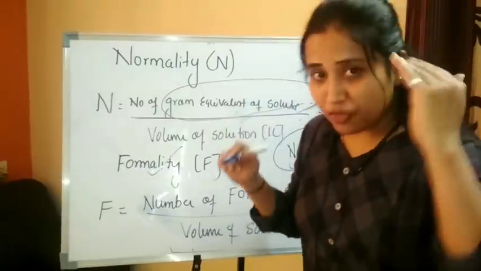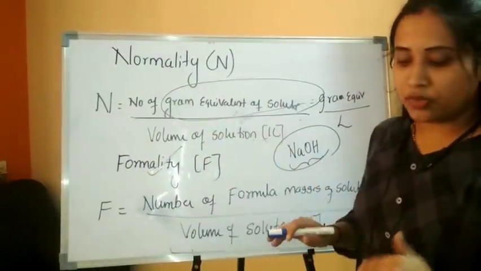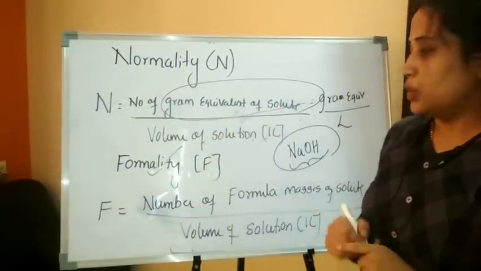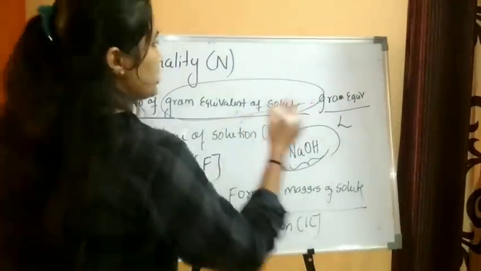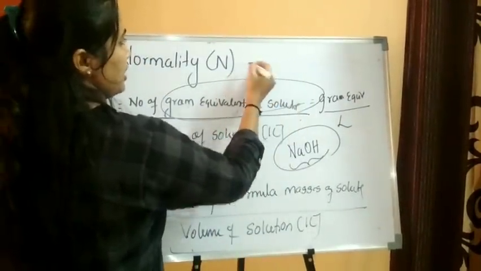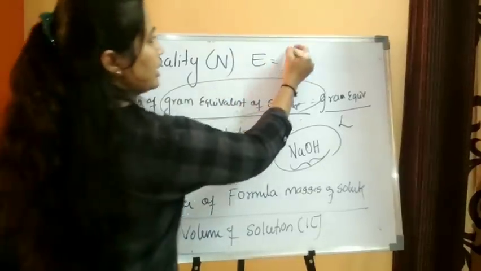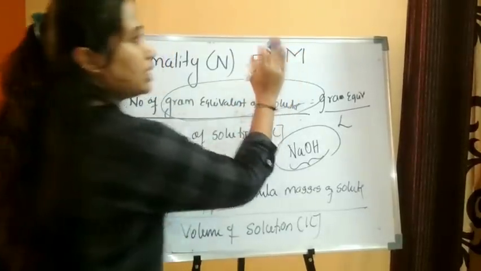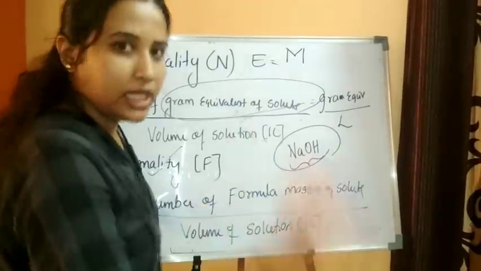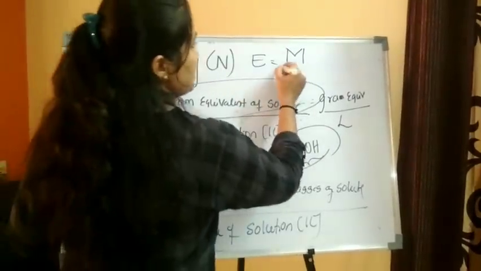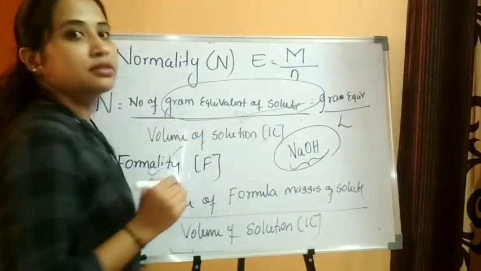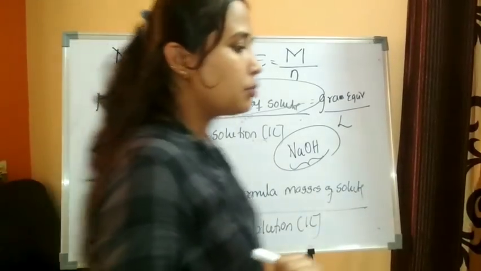Okay. So to find out the gram equivalent weight of any solute, the formula that we are going to use is, for example, the equivalent weight represented by E is equal to M divided by N factor, where M is nothing but the molar mass of a given compound or substance. Okay, this plays a very important role.